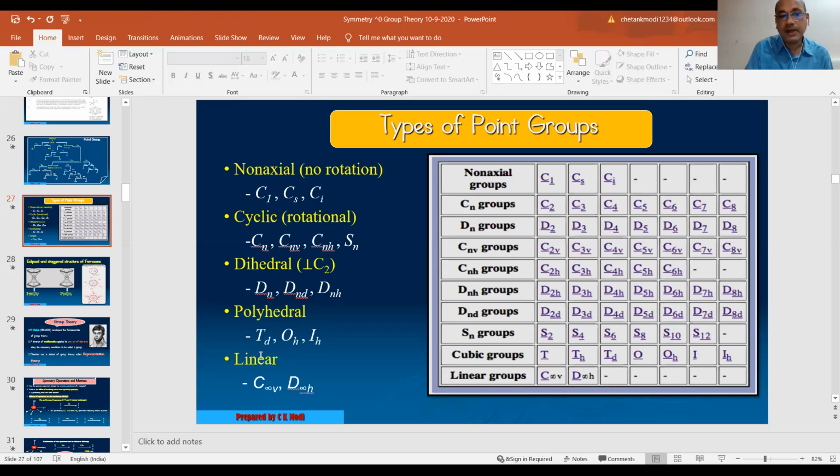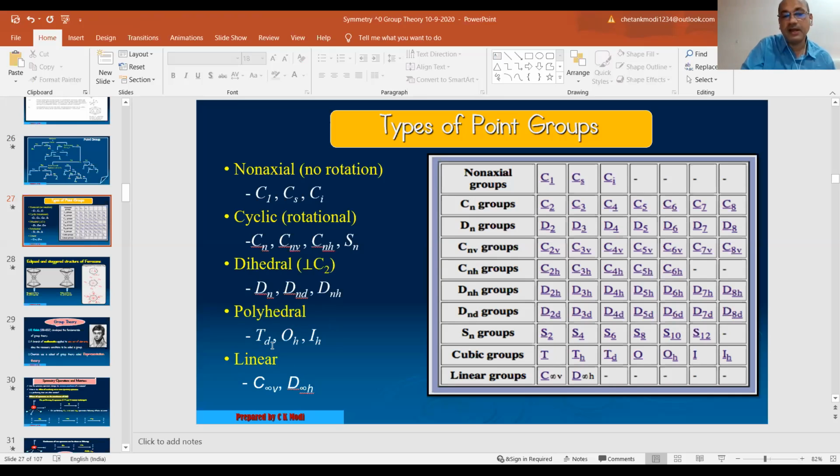So point groups are divided into 5 types. Non-axial means they do not consist of any rotation axis. Cyclic means they consist of only one rotation axis, along with either sigma v or sigma h. Third is dihedral, which means they consist of a principal axis along with a number of subsidiary axes, so Dn, Dnd or Dnh come under this category. Polyhedral are special groups that we have to remember: tetrahedral, octahedral and icosahedral.